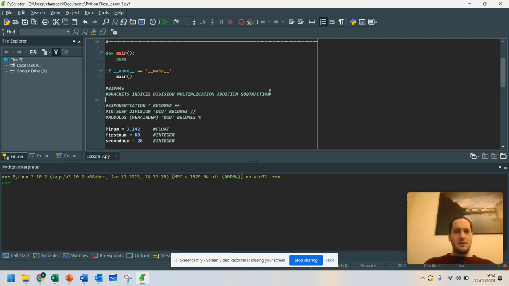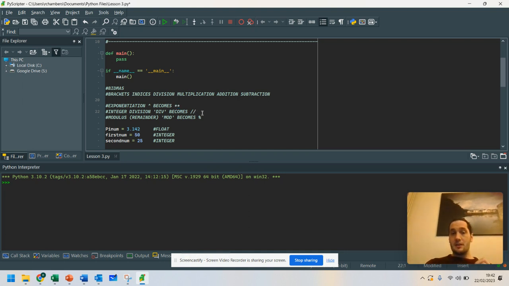Now, some other things that I've made a note of here, which you may not have come across before, is exponentiation. Instead of using the symbol you may have seen to say 2 to the power of and so on in your maths lesson, in Python it becomes 2 stars. Okay, so I'm going to give you some examples of this in a minute, all right?